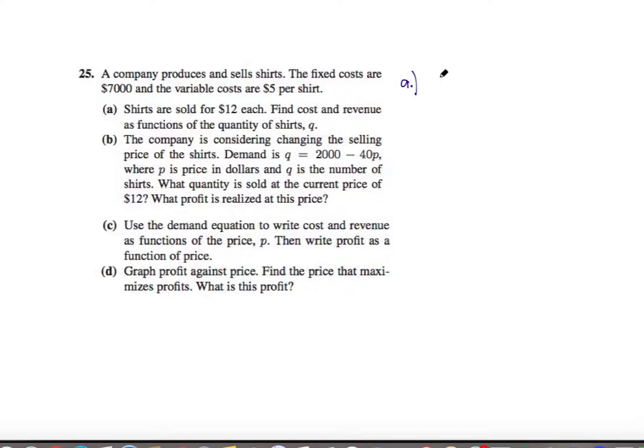So we know for our cost that we have fixed cost plus variable cost. And so for us, our fixed cost is $7,000 and an additional $5 per shirt we sell. So this is our cost function for our shirt.